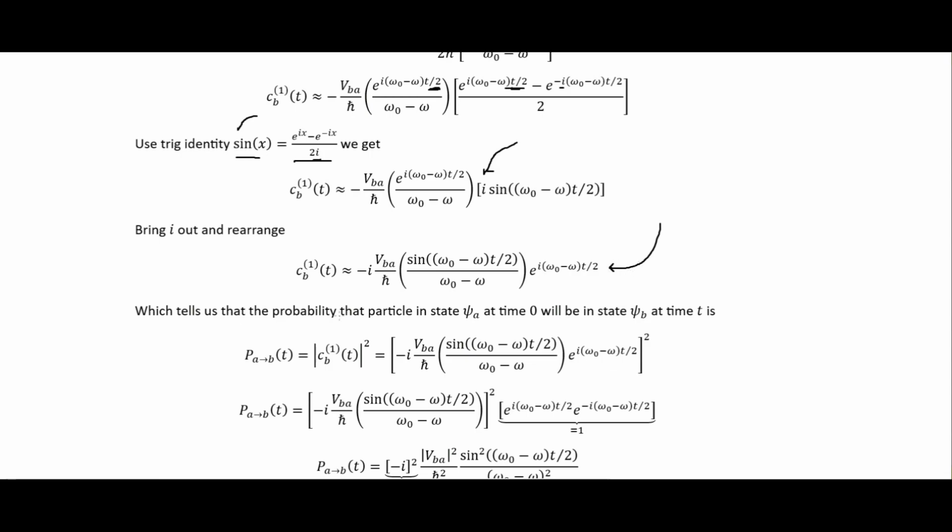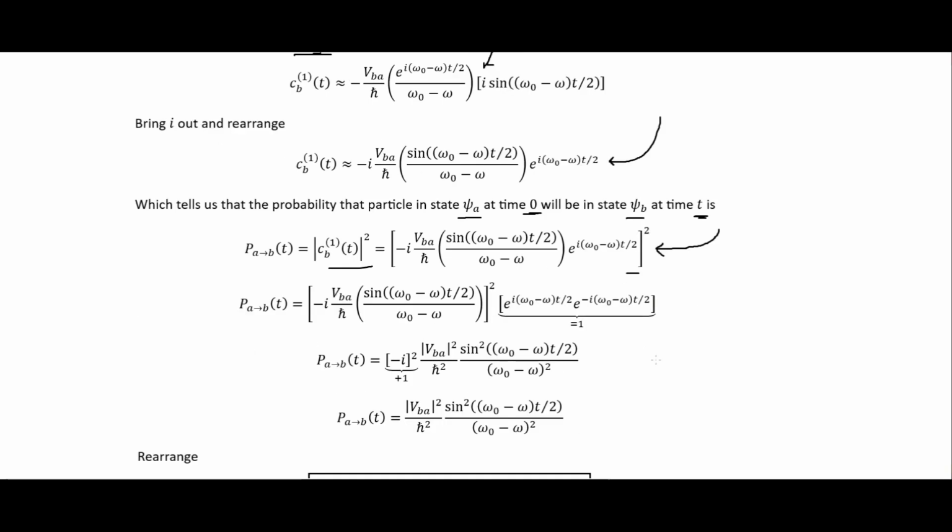And this tells us the probability that the particle in state psi sub a at time 0 will be in state psi sub b at time t. So it tells us the probability of a transition in the time between 0 and whatever time we are at in the future. And so we are looking at the probability, so we have to square it, using the Born rule. So we're squaring this, we're squaring this.